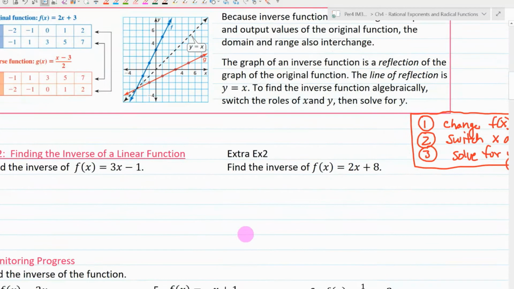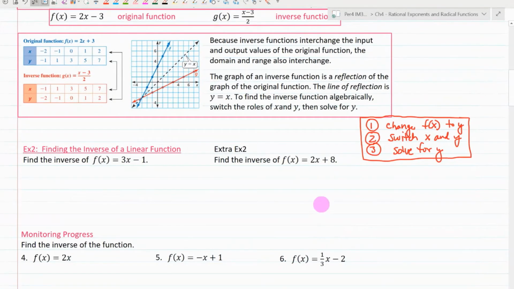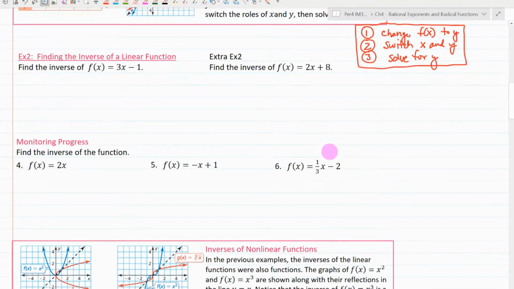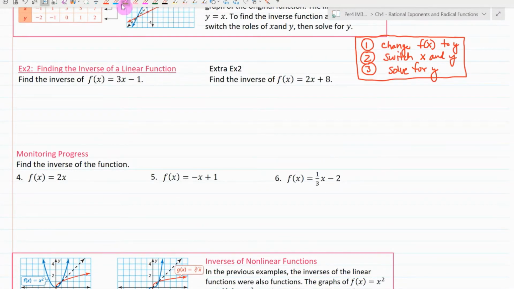Okay? So, let me make this a little bit smaller. So here we go. So, first question, I'm going to go ahead and follow those 3 steps. I'll leave them so you can see them there. So, step 1, y equals 3x minus 1. Change the f of x to y. Step 2, we're going to switch the x and y.